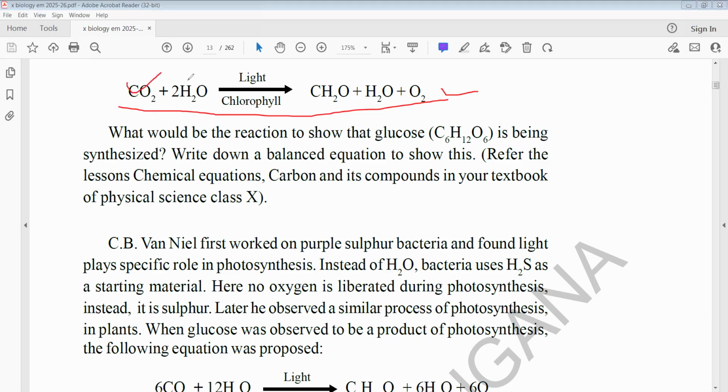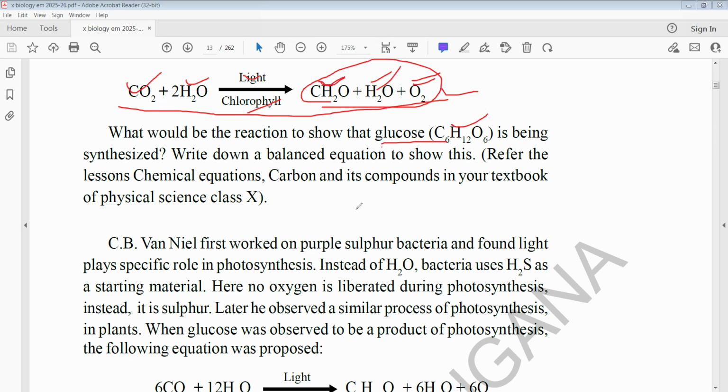The reactants required to carry out photosynthesis are carbon dioxide, water, sunlight, and chlorophyll. Whereas carbohydrate, water, and oxygen, these three are the products. Which carbohydrate? Especially here, glucose. Carbon dioxide is converted into glucose.